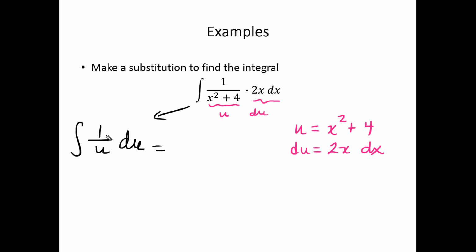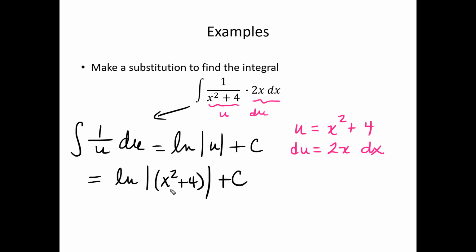What's the antiderivative of 1 over u? Are you yelling, Cindy? I know. It's ln of u. And then finally, ln of x squared plus 4, with absolute value bars to make sure you're taking the absolute value inside a log. From here, if I took the derivative of that, the derivative of ln of anything is 1 over the anything times the derivative of the anything. And so I do get this piece back.